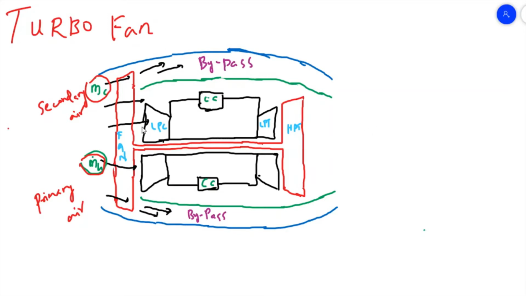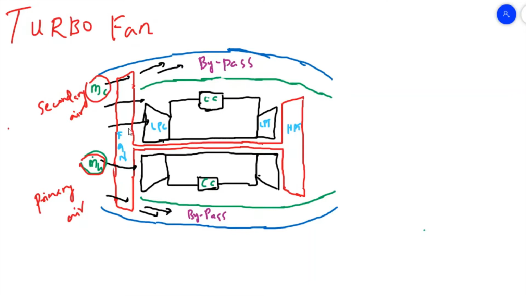In the case of the turbofan engine, we have a compressor, turbine, and a combustion chamber, and in addition to all this, we have a fan. In the case of a turbojet, we used to have a compressor, combustion chamber, and turbine, and then a nozzle. So here, in addition to that, we have a fan.